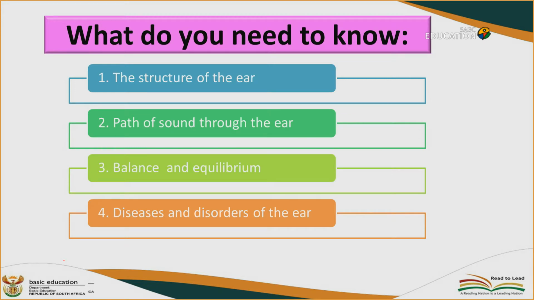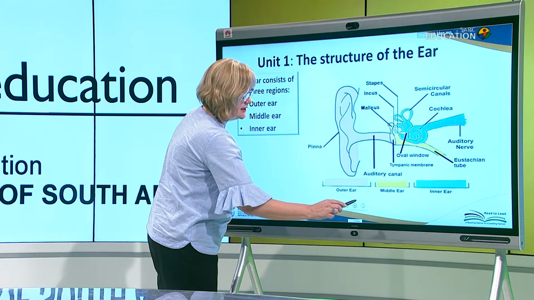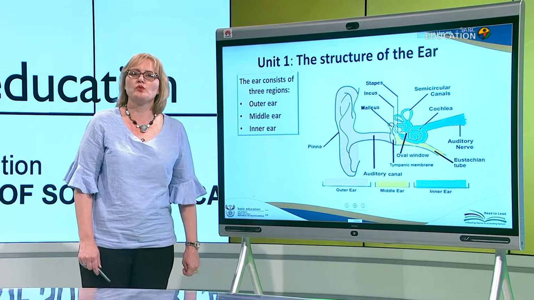So what do you need to know? The first unit in this presentation is about the structure of the ear. The second unit is the path of the sound through the ear. The third, balance and equilibrium. And the fourth, diseases and disorders of the ear. So let's just jump straight in, and we start with unit 1.